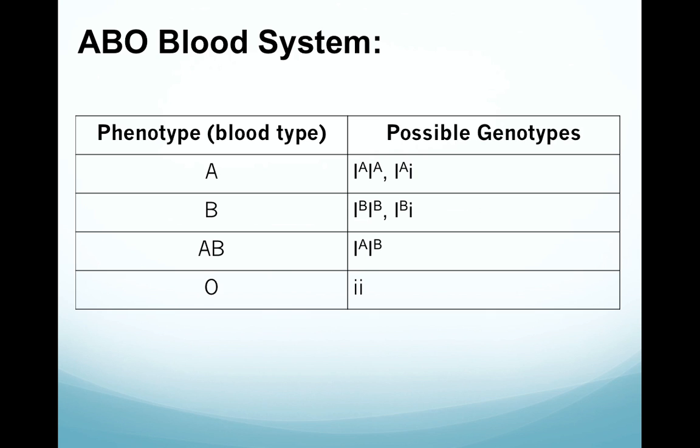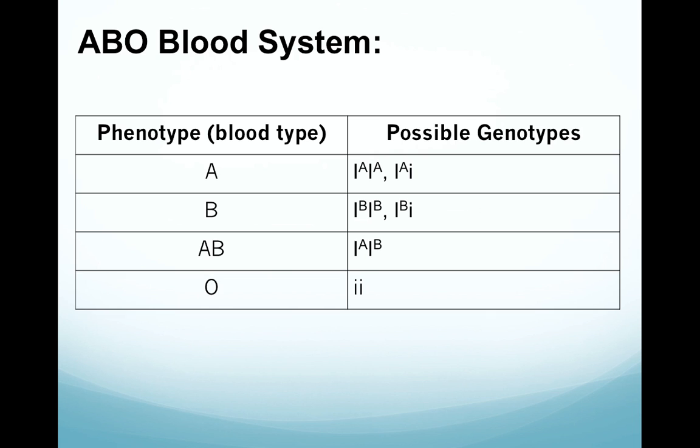This is why people with type AB blood are considered to be the universal acceptors. Because they make both types of antigens normally, they aren't going to have an immune response to any type of blood, so they can safely accept any type of blood.